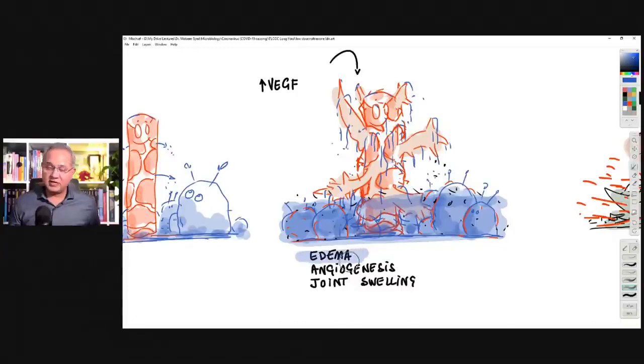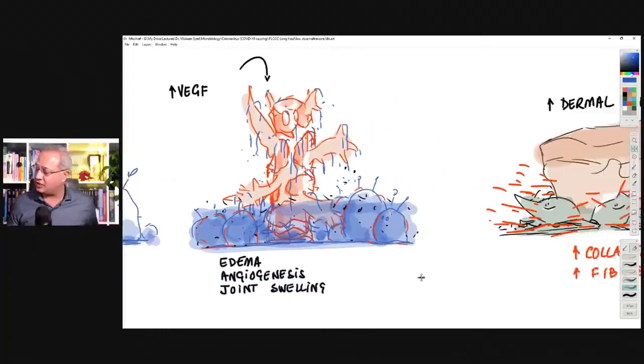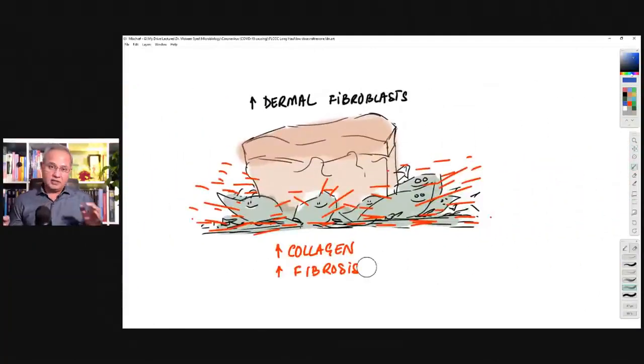So this would cause edema in the tissue, swelling, pain, angiogenesis, unwanted blood vessels would start forming, joint swellings would occur, which would then cause joint pains and so on. Similar problem with the skin as well. In almost all of our tissues, we have fibroblasts. Fibroblasts are these green cells I've made over here. Their function is to make fiber, not the fiber that we eat. The fiber for our body is collagen and fibrin and so on. They make collagen.